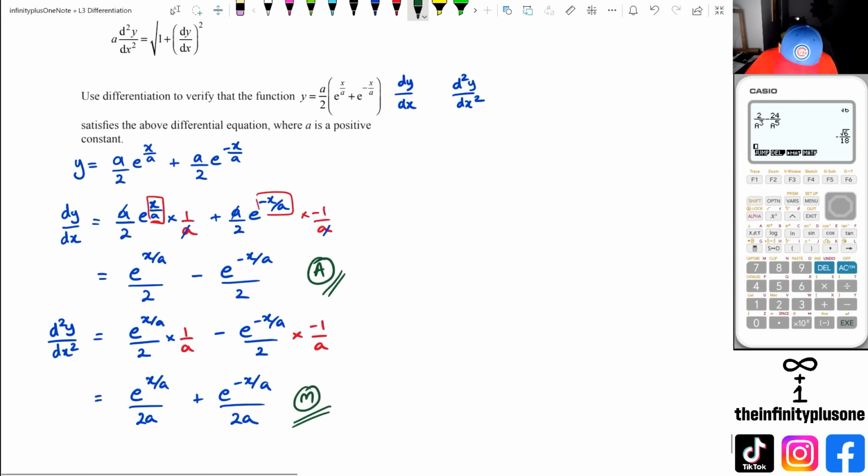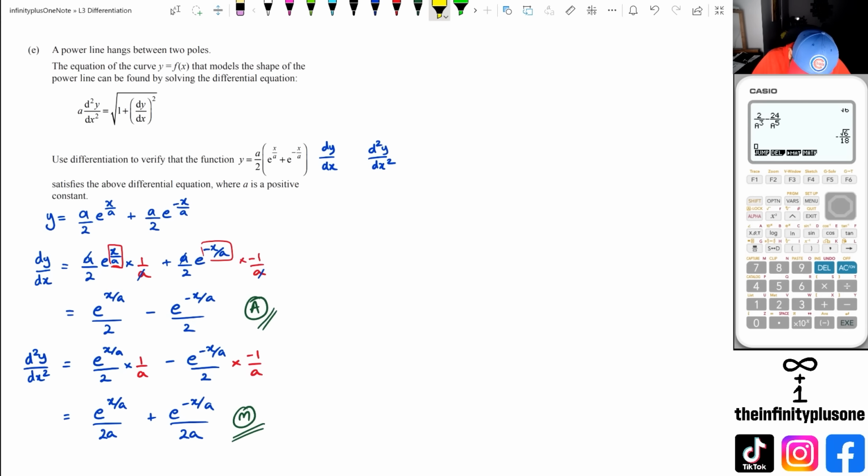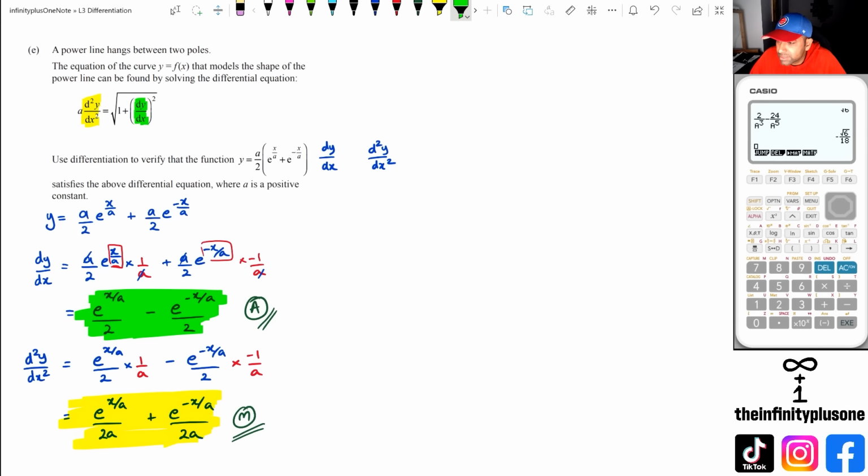All right, so let's have a look at the differential equation. Now the differential equation basically says this. We've figured out what this part is because that's literally this entire thing here. We also have dy/dx, which happens to be this thing here. So now it's just putting everything together. We're going to do the left-hand side first, then we're going to do the right-hand side.